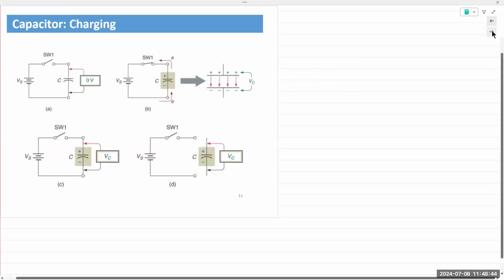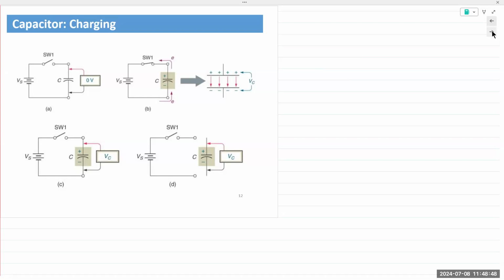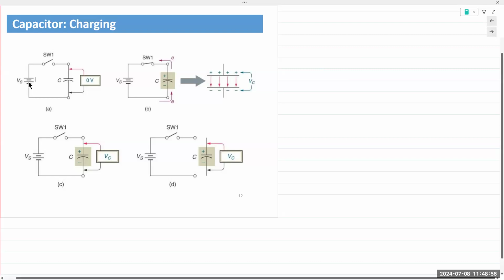Okay, capacitor charging. If you take a capacitor, two parallel plates, and you connect it to, let's say, a battery source Vs. The switch here simply indicates that at some point in time, you're going to flip the switch. At the beginning, the capacitor did not have any charge, so it was 0 volts.